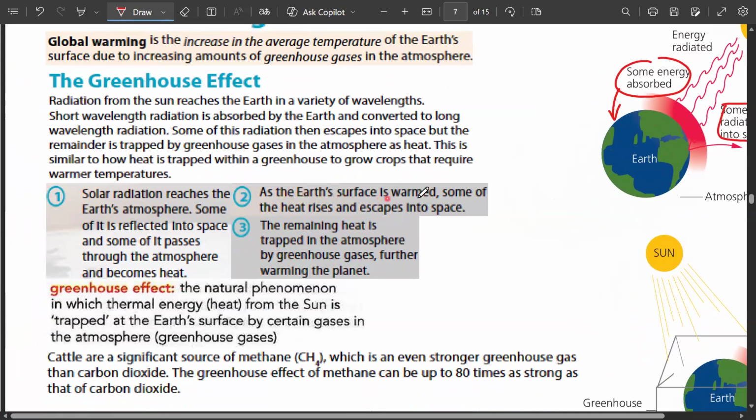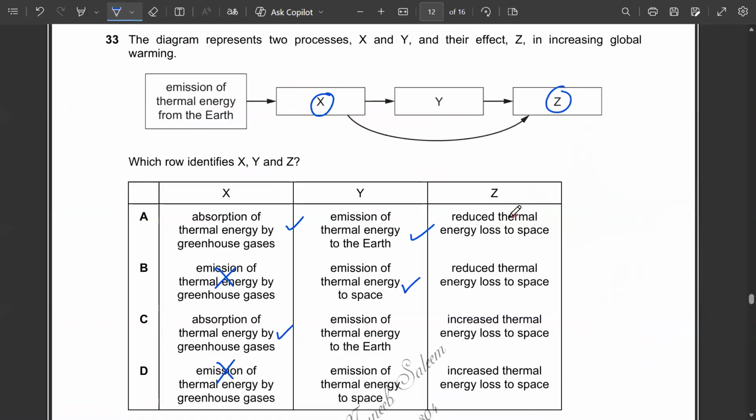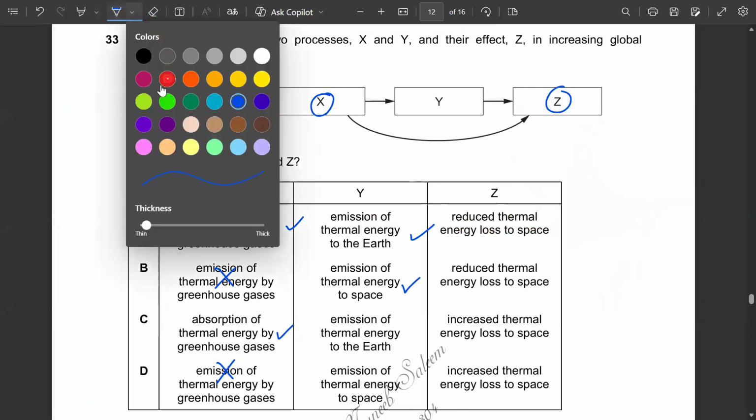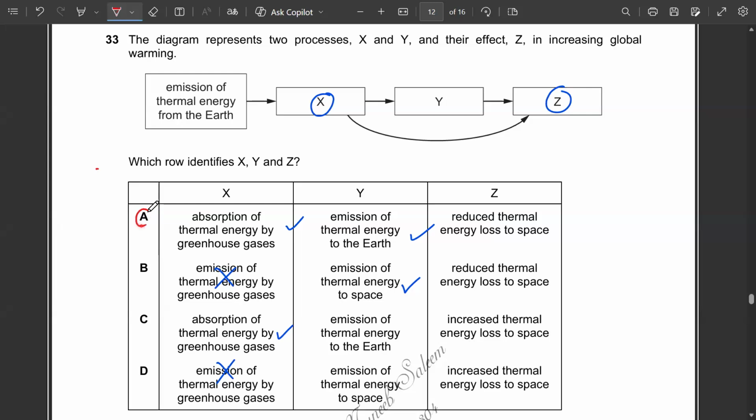As mentioned over here, as the Earth's surface is warm, some of the heat rises and escapes into the space. The remaining heat is trapped into the atmosphere by greenhouse gases, further warming the planet. So we see that Z would be the reduced thermal energy lost to the space because it is being absorbed. And for this reason, A becomes the correct option.